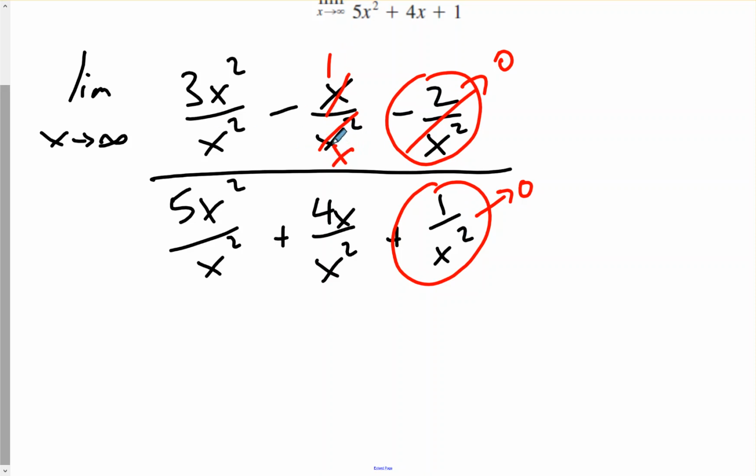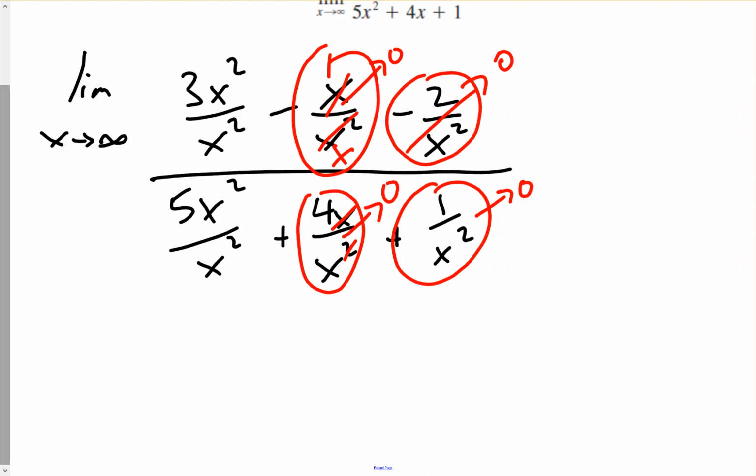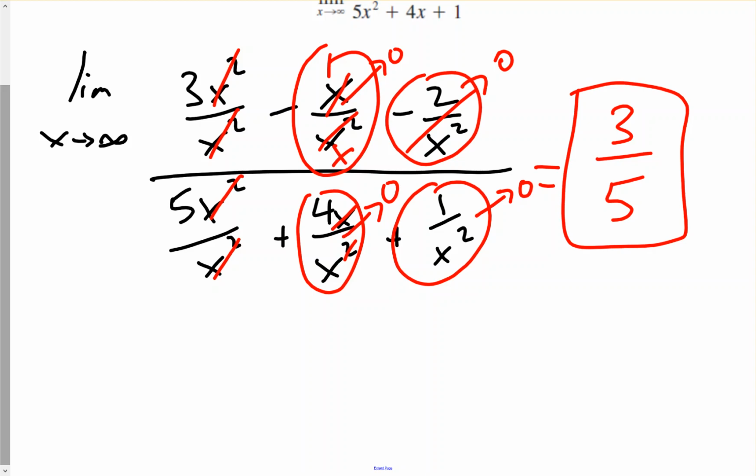As x goes to infinity, this denominator will go really, really large, so this will go to 0. And then here, this would reduce to 4 over x, so this is going to go to 0 as well. These x squared and x squared would cancel, so we're left with 3 over 5. And that would be the final answer.